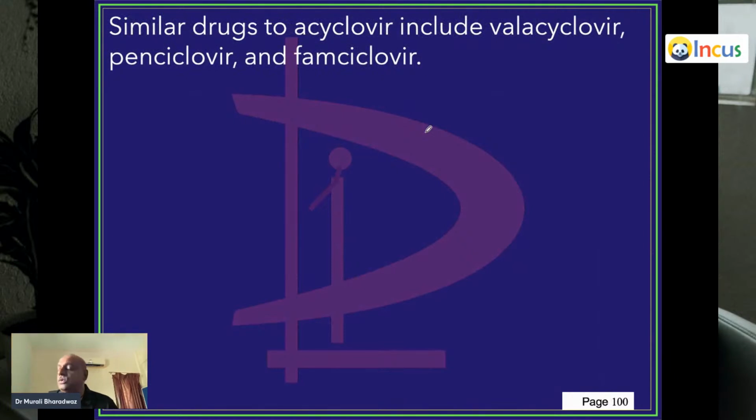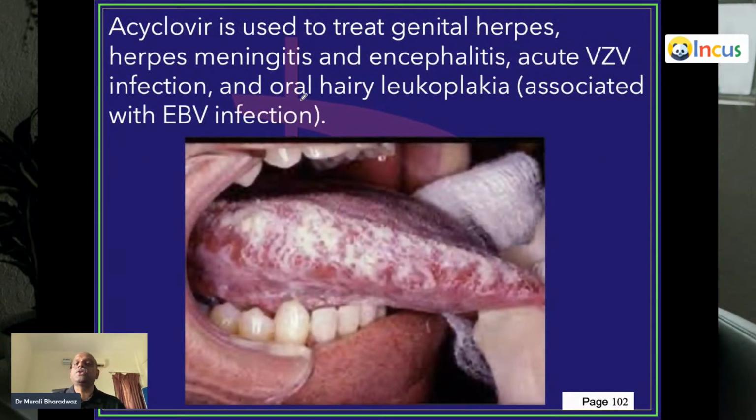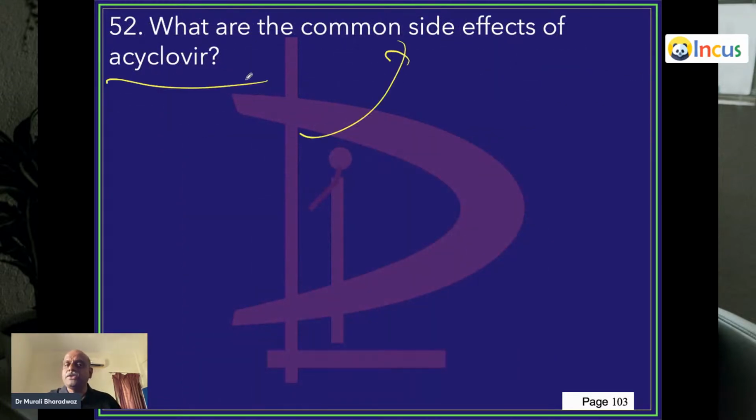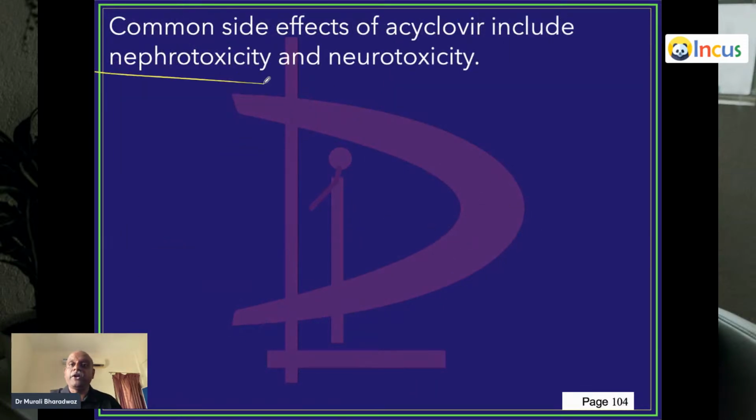So what are the drugs similar to acyclovir? Valacyclovir, penciclovir, and famciclovir. What are the main clinical uses of acyclovir, doctor? Genital herpes, herpes meningitis, encephalitis, varicella zoster, oral hairy leukoplakia, which is due to Epstein-Barr virus infection, is what you need to remember. What is the main side effect of acyclovir, doctor? Nephrotoxicity, neurotoxicity is what you need to remember.